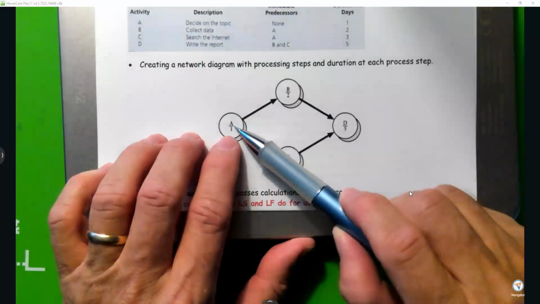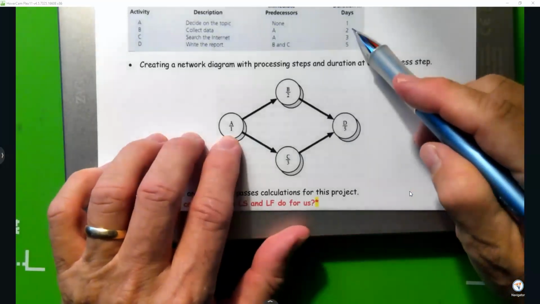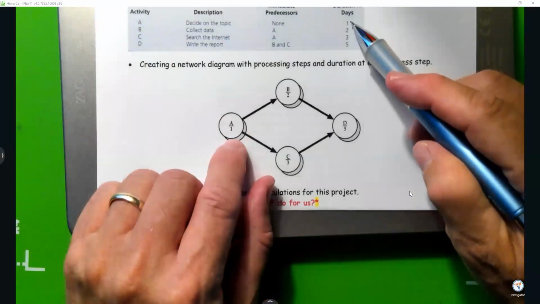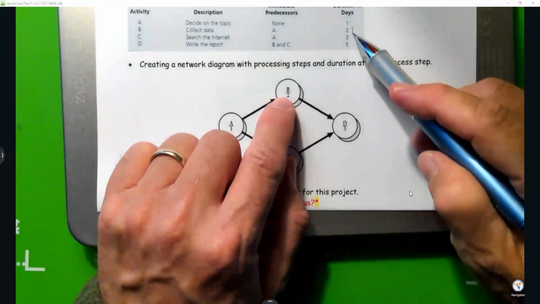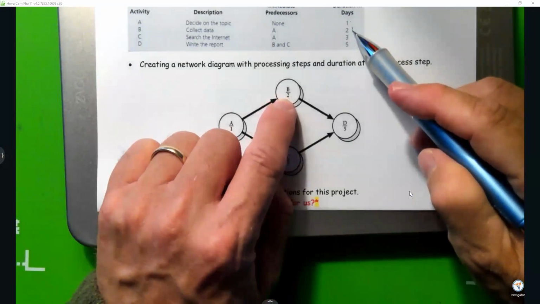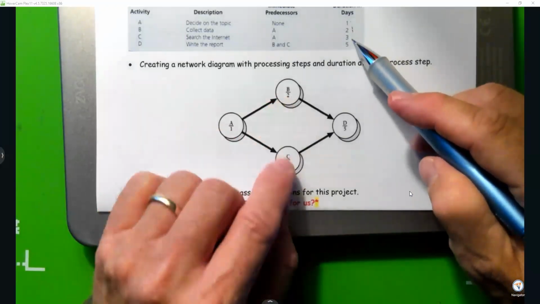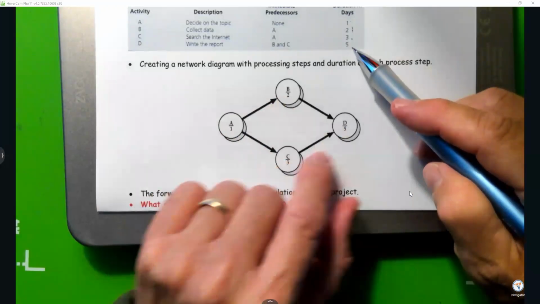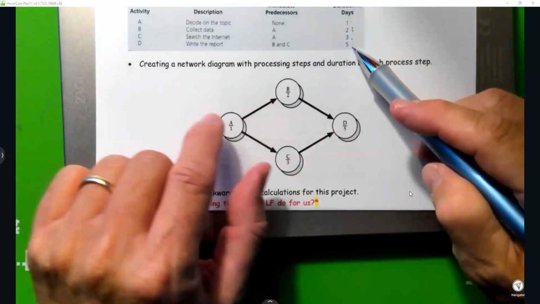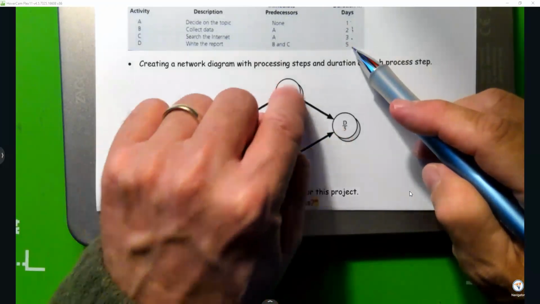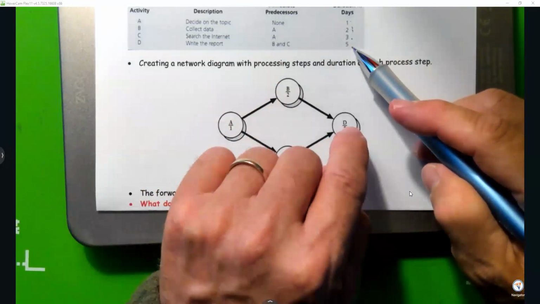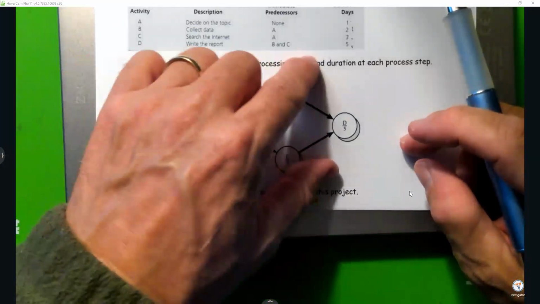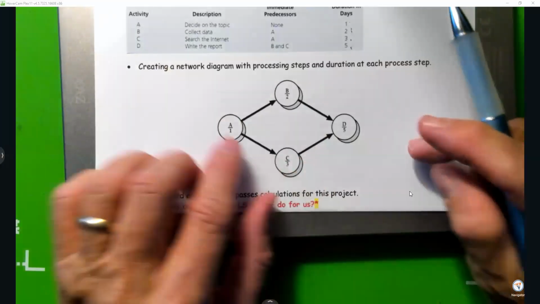By the way, this A1 indicates that it takes 1 day. So that's activity A, and it takes 1 day. Activity B takes 2 days, and that's why the 2 is underneath it. Activity C takes 3 days, and activity D takes 5 days. It could have been 3, 1, 5, 2 days. It's not like it goes from smallest number to biggest number. Just however long it takes to process it.